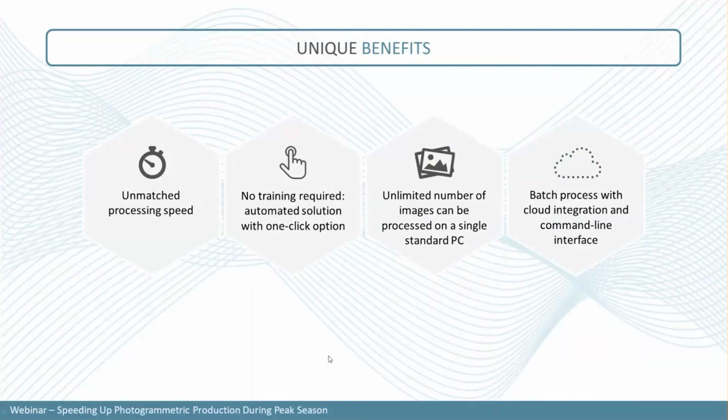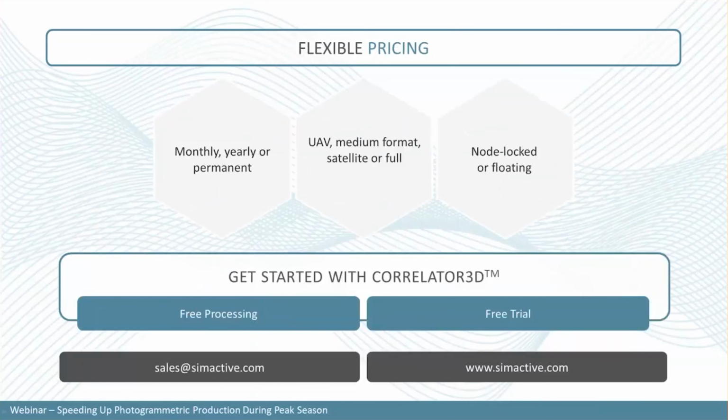We can ingest a large amount of images, and the software can be run on a cloud instance, AWS or Azure, and can also be scripted with a command prompt. We have different options for licensing: yearly, monthly, or permanent. We have different types of licensing, UAV, medium format, full format imagery, and also satellite data, based on your needs.